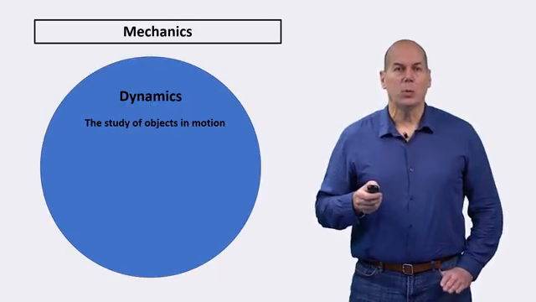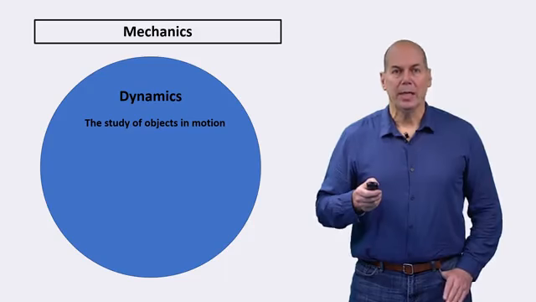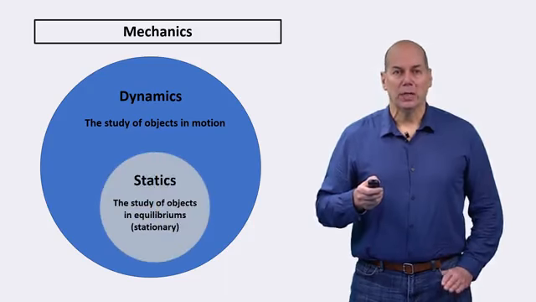The part of mechanics which deals with structures or objects which are in motion is referred to as dynamics, while statics deals with structures or objects which are in equilibrium.